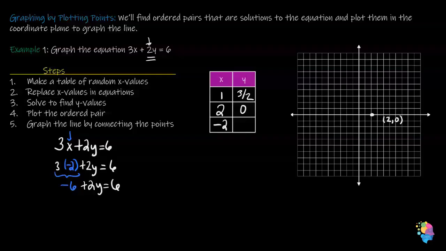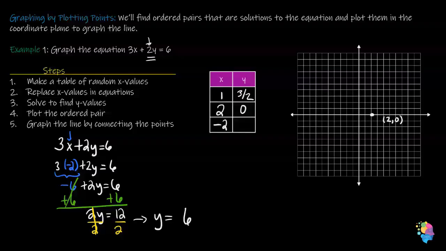So since this is -6, I'm going to start by adding 6 on both sides. -6 plus 6 will go to 0, leaving me with 2y. And on the right side, 6 plus 6 will give me a 12. Remember, we're not done. We still need to divide by that 2 in front of y. So we divide by 2 both sides, and that gives us that y. Let me put the result over here. 2 divided by 2 is 1y, or just y. And on the right side, 12 divided by 2 will be 6.